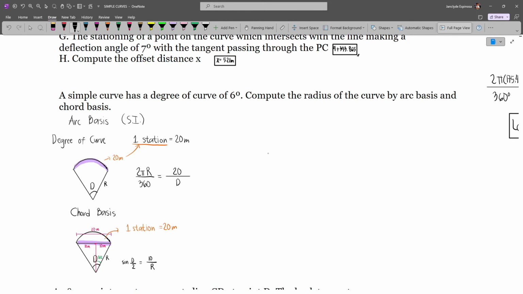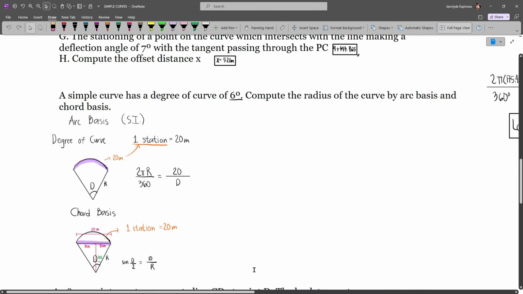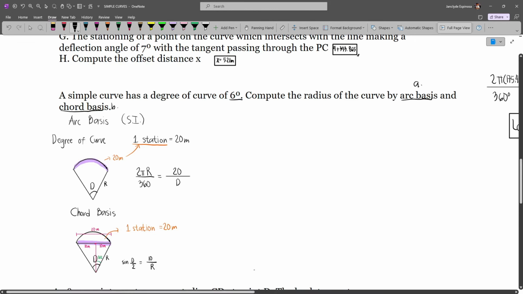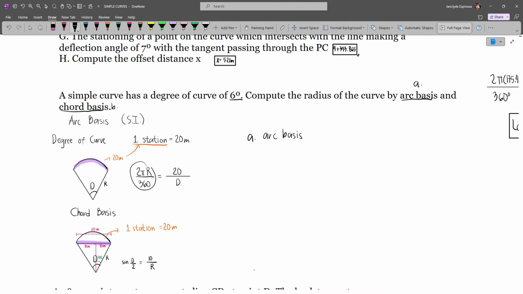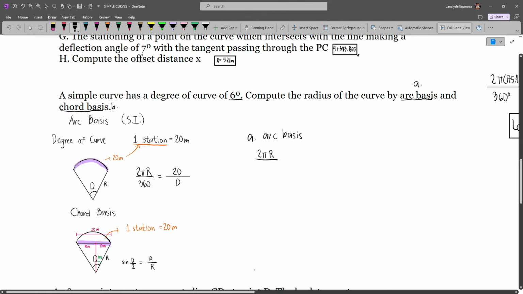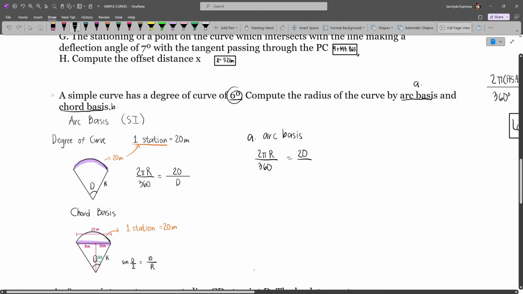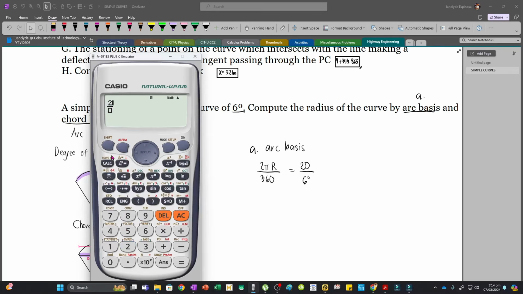If our simple curve has a degree of curve of 6 degrees, we will now compute the radius of the curve using the two references. For the first one, let's say this is letter A and this is letter B. By arc basis, we have this ratio: 2 pi r over 360 is equal to 20 over the degree of curve, which is 6 degrees. Solving r, we have 2 pi times r over 360 is equal to 20 over 6. That gives us 190.99, or simply 191.